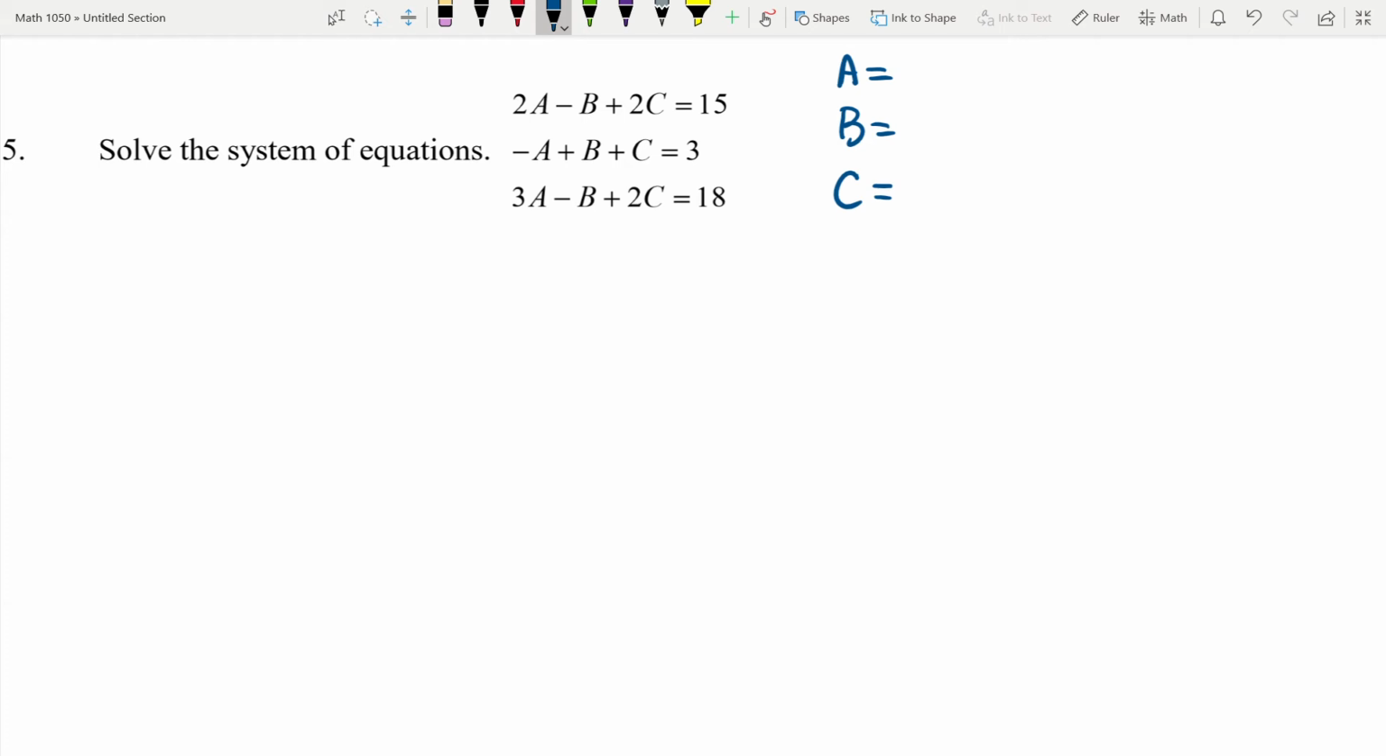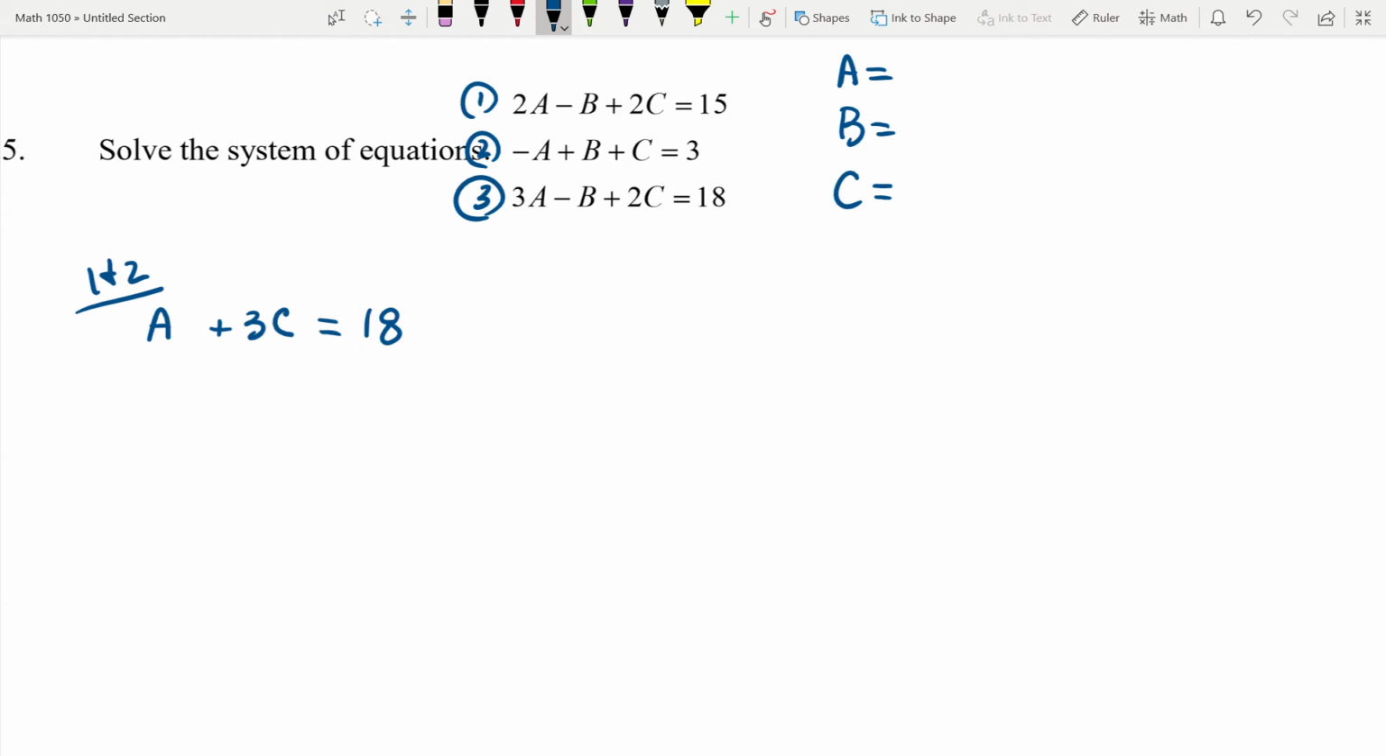The b's, right? So if I call this equation 1, this equation 2, and this equation 3. If I took equations 1 and 2 and I added those together, my b's would eliminate, right? So I'd have 2a minus 1a is a. A negative b and a positive b goes away. 2c plus 1c is 3c equals 18.